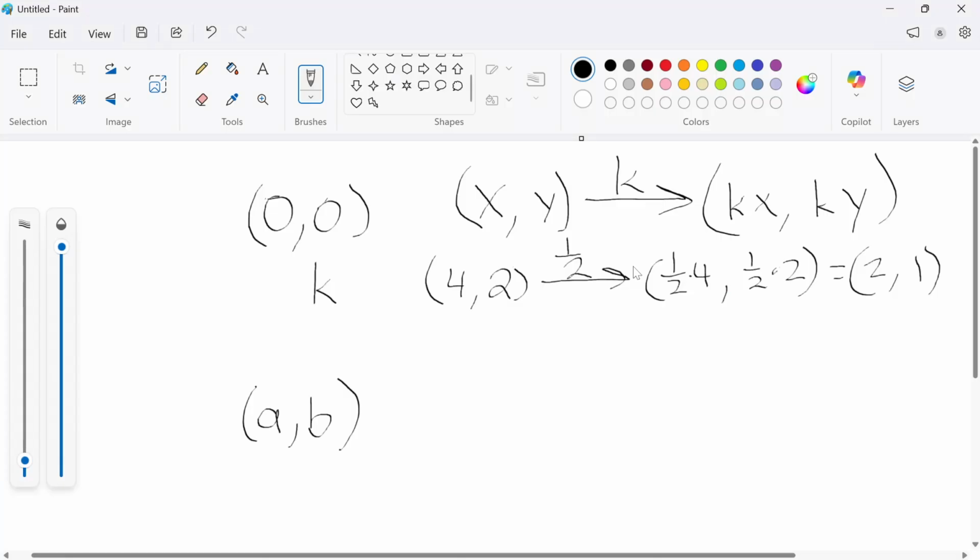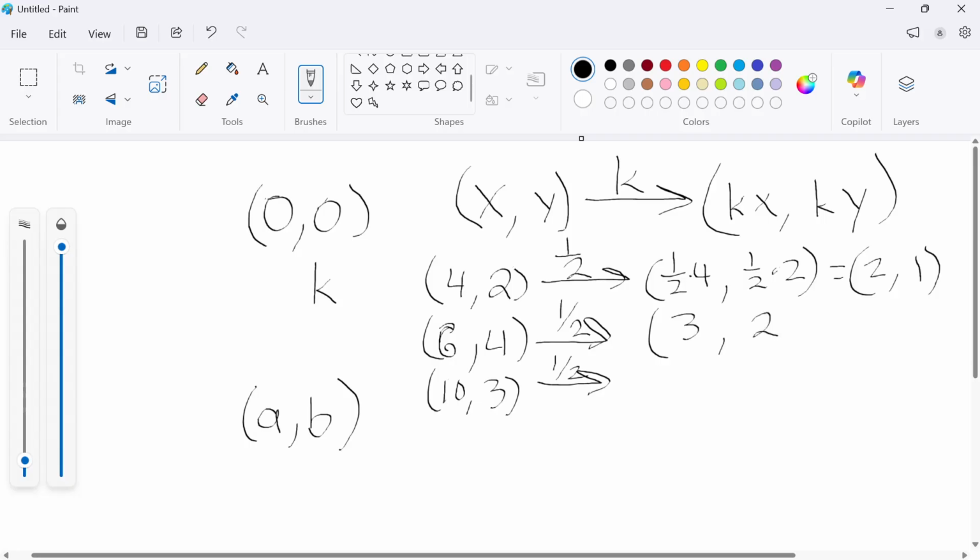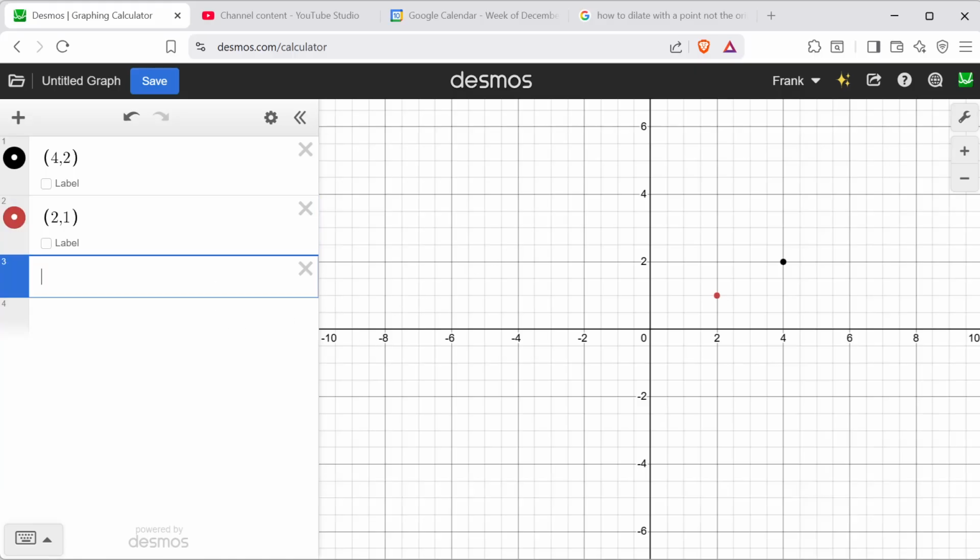And I'll show that with this. Let's say I had 4, 2, I had 6, 4, and then I had 10, 3. I'm going to do all 3 of these points, and then I'll do them in relation to a different point. So x, y becomes kx, ky. So 1/2 of 6 is 3, 1/2 of 4 is 2, 1/2 of 10 is 5. Oh man, I used an odd number. 1/2 of 3 is 1.5. So let me put all of them. 6, 4, 10, 3. These are the original points.